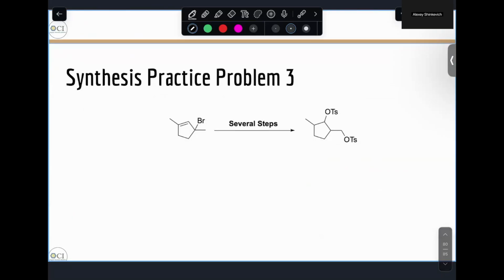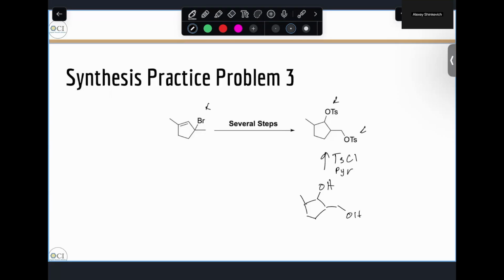All right, here we have a synthesis practice problem. Are we ready to go over it? Yep. All right, let's do it. So let's work backwards on this. We see that there are two OTs groups that were not previously there. We know they probably did not go on there as OTs groups. So the first thing we can do is make them not OTs groups. Turn them back into OH groups.